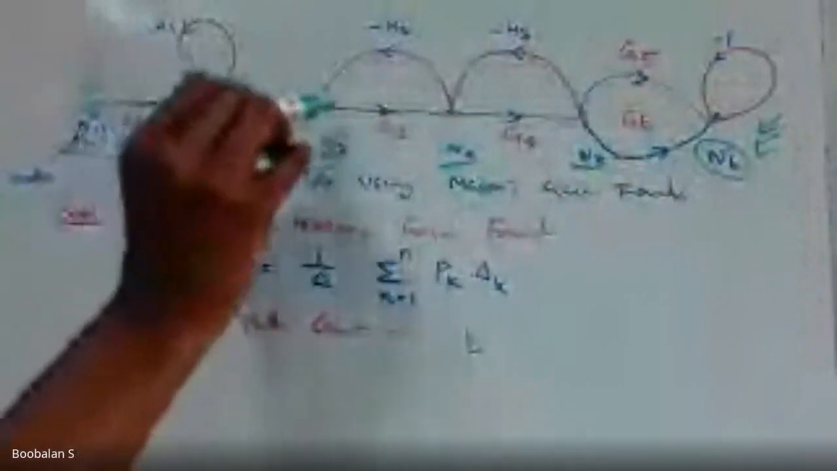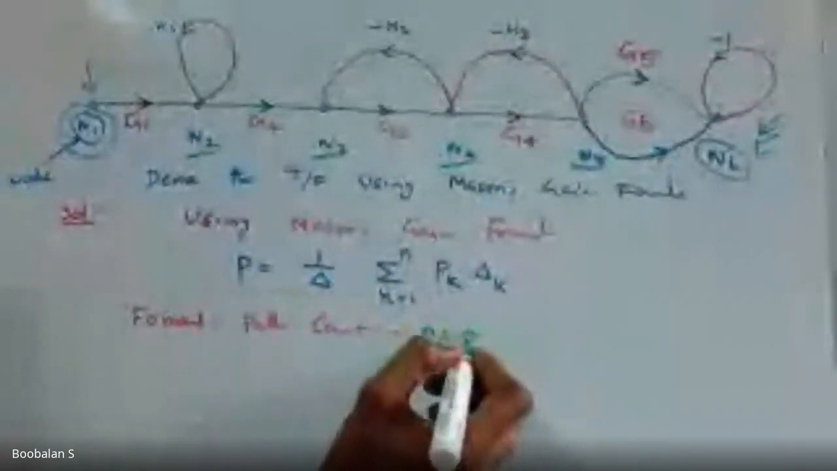And then one more forward path: again N1, N2, N3, N4, N5, without coming back again, and one more path, the lower path. That is my second path. The total number of forward paths is 2. The total is called small n. So n is equal to 2. This is my forward path count, n equal to 2.